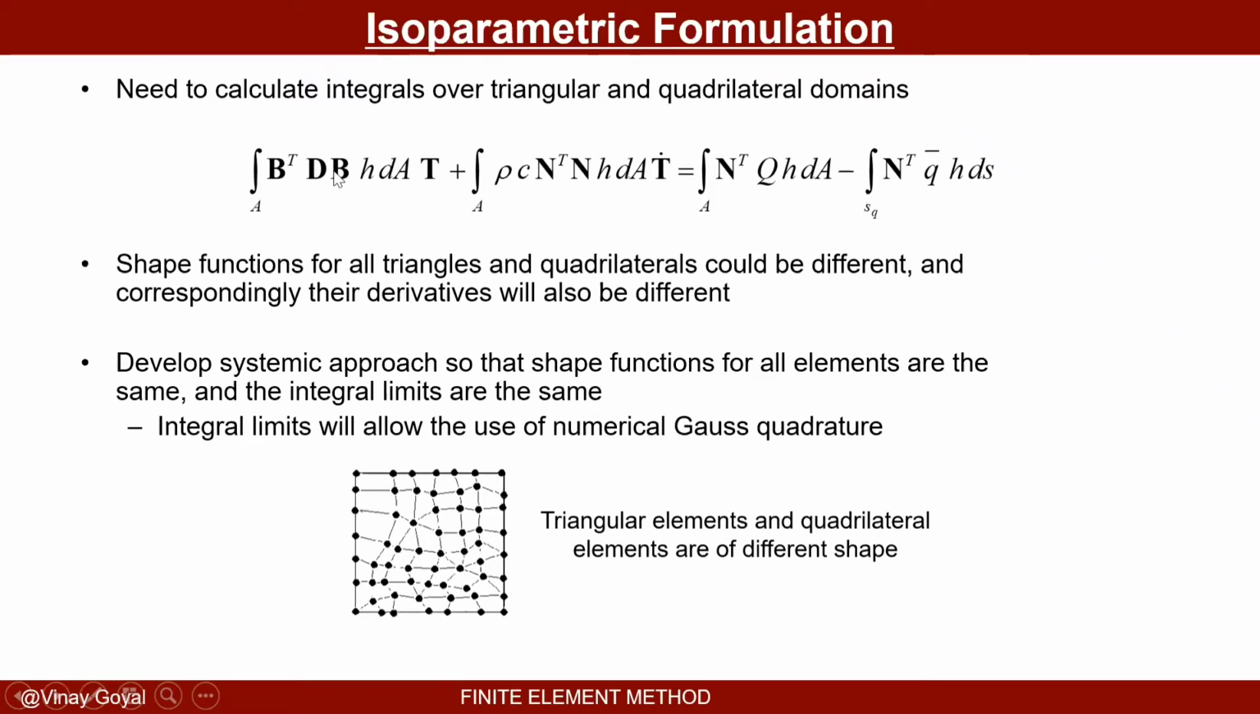But notice how the shape functions for all the triangles and quadrilaterals could be different. And the derivatives of the shape functions also change from element to element. And that's going to take a lot of work. On top of that, we have to figure out how to integrate these quantities over the domain, and that domain is not the same for every element. And that's another issue that we have here. So what we want to do is figure out a way of systematically solving this problem, and we're not there yet.